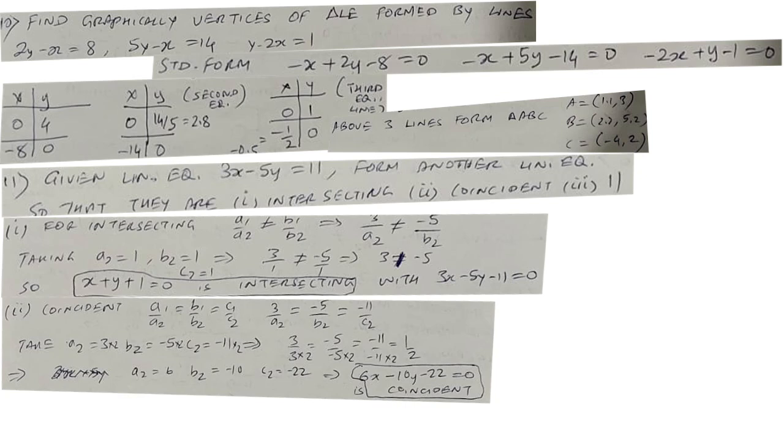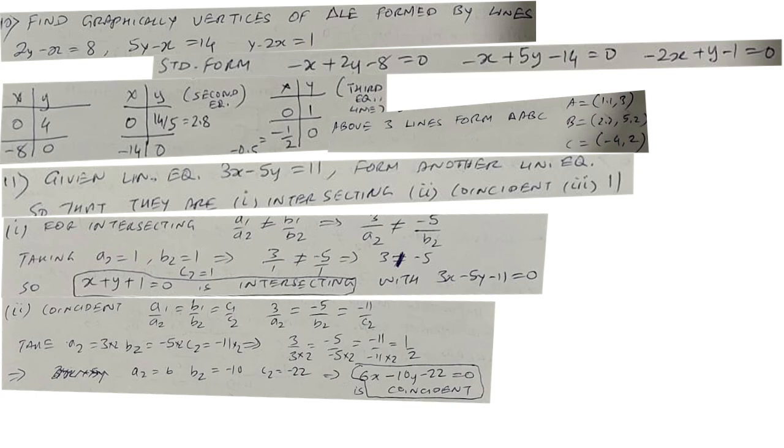Second, for it to be coincident, you have to find A2, B2, C2 such that A1 by A2 is equal to B1 by B2 is equal to C1 by C2. That is 3 divided by A2 equal to minus 5 by B2 is equal to minus 11 by C2. What you do is very simple. You take multiplication of everything by 2. You take A2 as 3 into 2, B2 as minus 5 into 2, and C2 as minus 11 into 2.